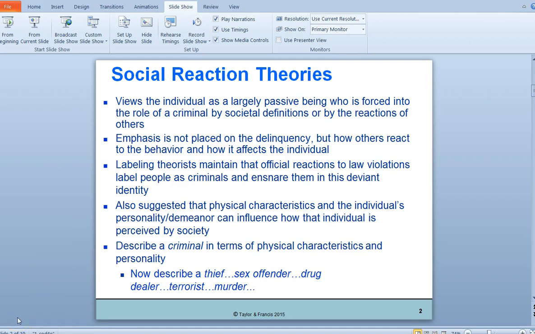Labeling theorists believe that the official reactions to law violations in turn label people as criminals and ensnare them into the deviant identity. In other words, because you label them a criminal, therefore they are a criminal. In addition, the individual's personality and the way that they react to society, as well as how they look, can influence how society perceives them. And the social reaction theories describe a criminal in terms of physical characteristics and personality.